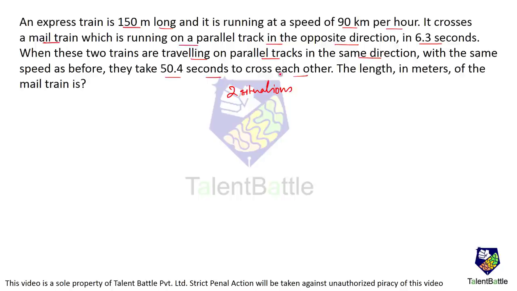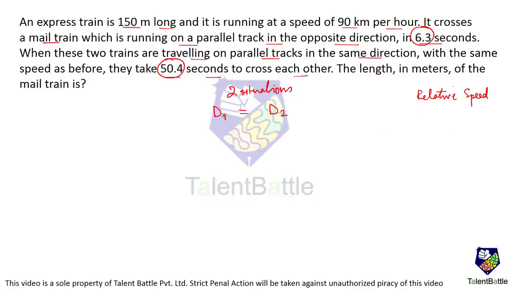In both situations, the speeds are not going to remain the same because the speeds of both trains are different. Since both trains are moving, we are going to use the concept of relative speed. And since the directions are different, the relative speeds are going to be different. Also, the time taken to cross each other in the two situations is different. The only thing constant here is the distance traveled. In both cases, the distance traveled will be equal to the sum of the lengths of the trains.